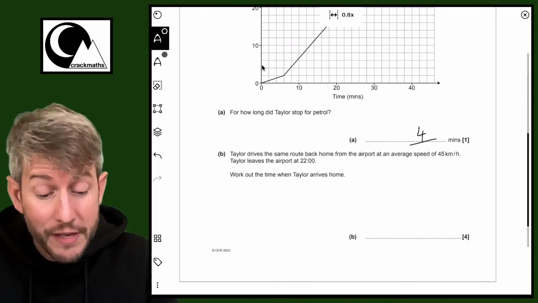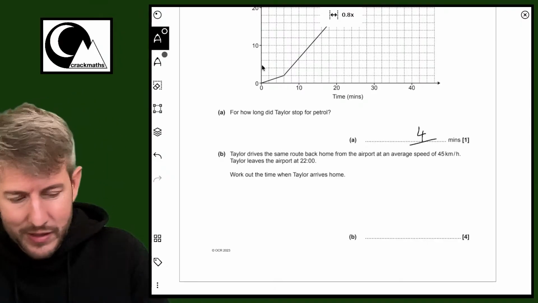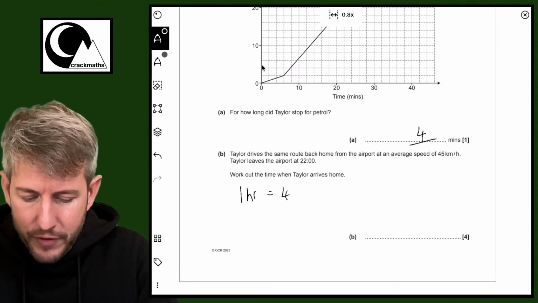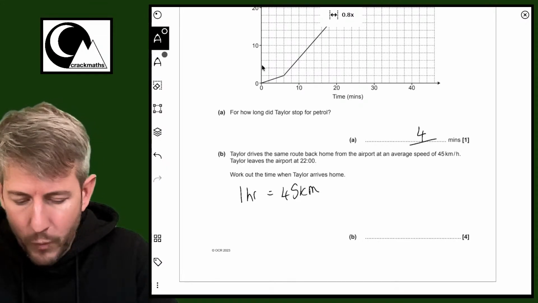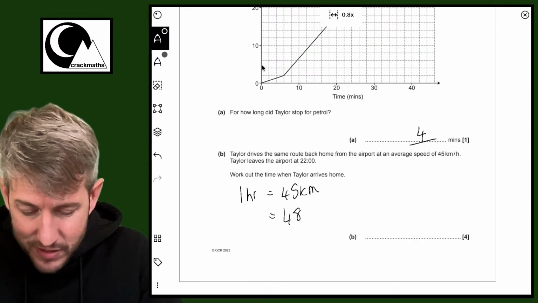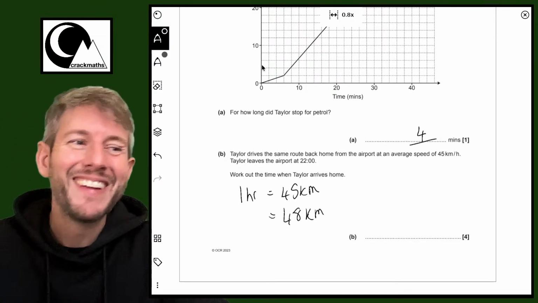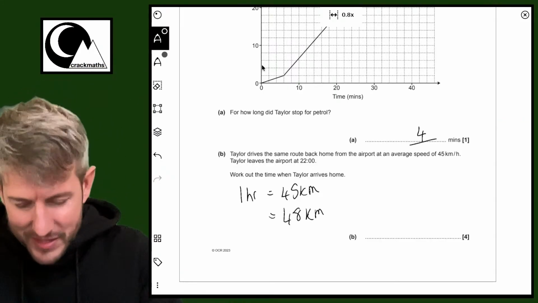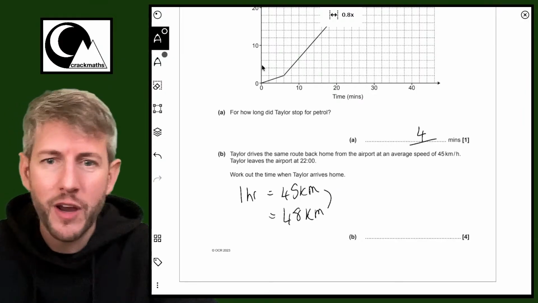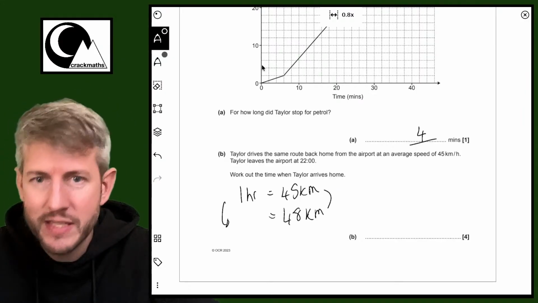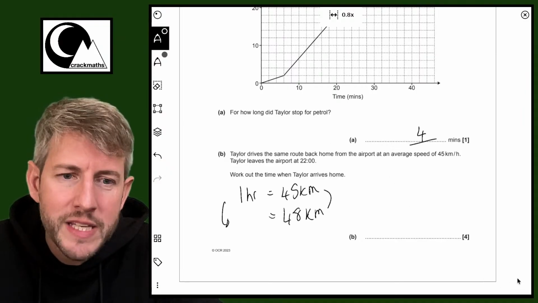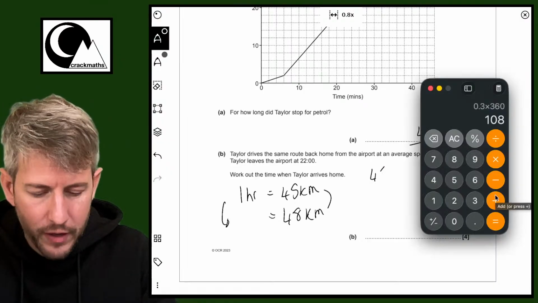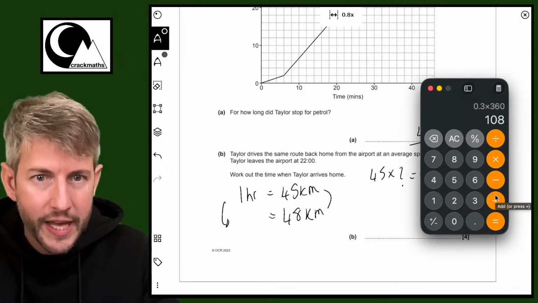She travels at 45 kilometers per hour. So 1 second, let's work this out. So we've got 1 hour equals 45 kilometers. Okay, but we want to travel 48 kilometers. So this is annoying. So it's just a little bit more than an hour. So we've got to work out what we're timesing this by to get this. So we need to know 45 times what gets us to 48. 45 times something equals 48.